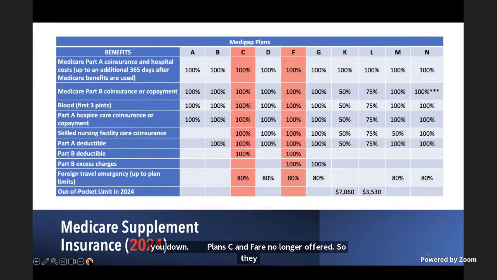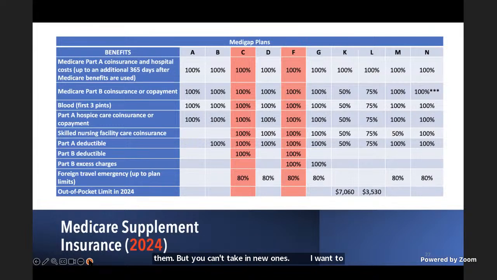I want to draw your attention to D as in David and G as in goat. Notice the foreign travel emergency, and it covers 80%. Medicare only covers you when standing on US soil. So if you are planning your retirement dream of living on the beach in Costa Rica, guess what? Medicare doesn't cover you there.